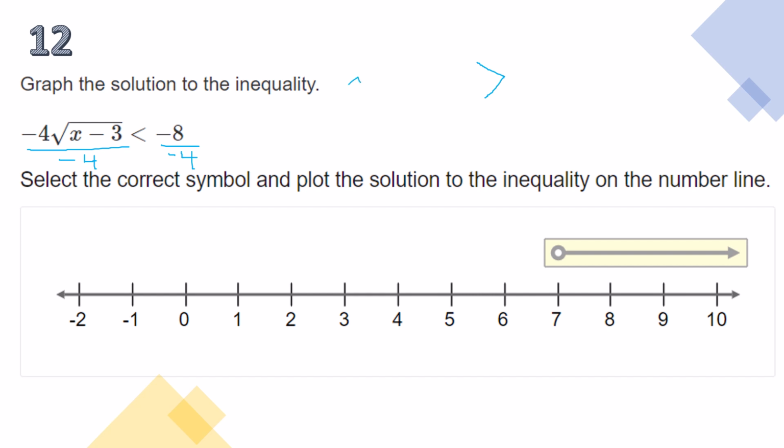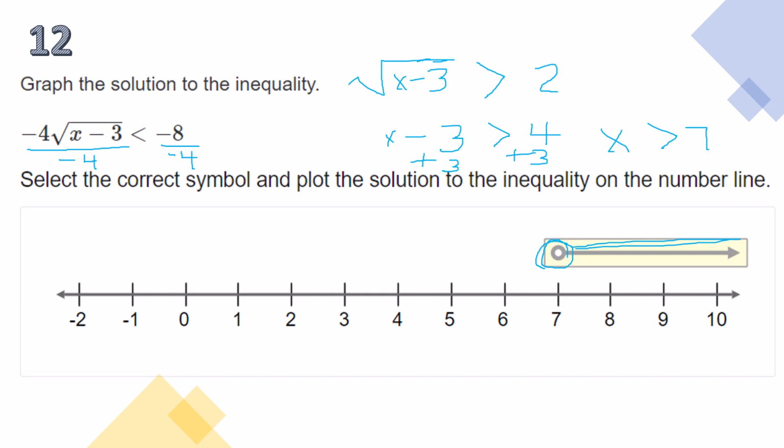So we're going to have the square root of x minus 3. Because we divided by -4, we flip that symbol, and -8 divided by -4 is positive 2. Now square both sides and you get x minus 3 is greater than 4. Then add 3 to both sides, and you get x is greater than 7. Not equal to, greater than. So you'll draw an open circle here, and then shade everything to the right.